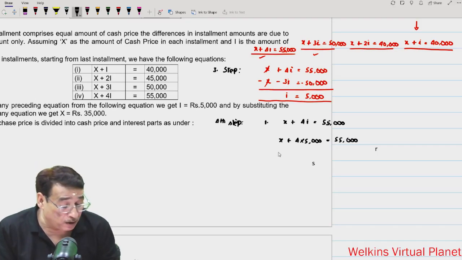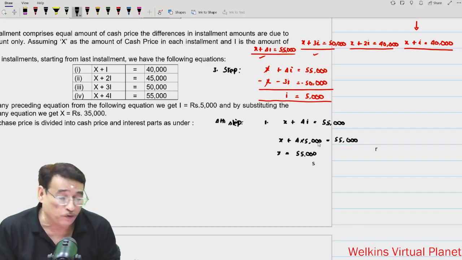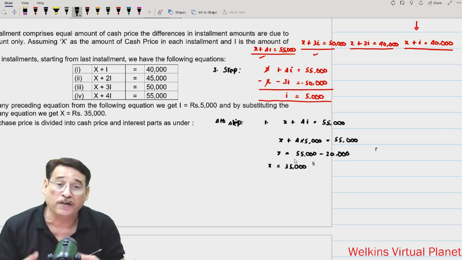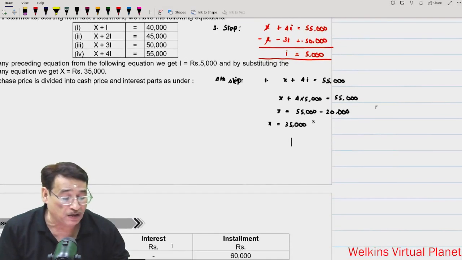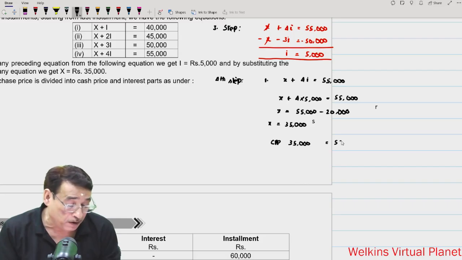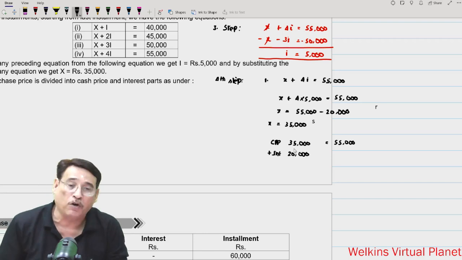Correct? Now, X will be equal to 55,000, and 4 into 5,000 is 20,000. I will take it to the right hand side. I will write 20,000. So, in this manner, I have been able to determine that X is equal to 35,000. Now, what is X? X is cash price portion. That means as far as first installment is concerned, in the first installment, cash price portion is 35,000 and total installment is equal to 55,000. So quite obviously interest must be equal to 20,000. So this is how you have been able to determine what we call interest.